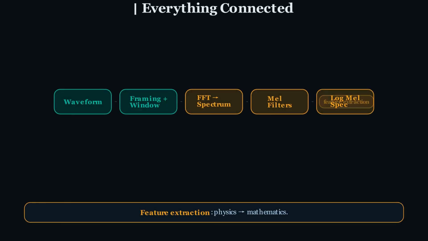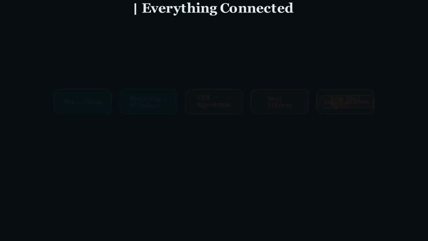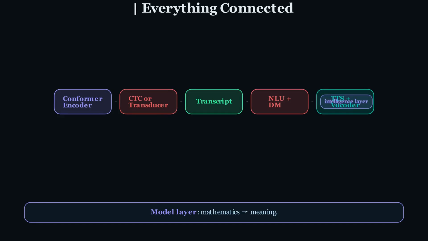The feature extraction row converts physics to mathematics. Waveform, framing, Fourier transform, Mel filterbank, log spectrogram. The model row converts mathematics to meaning. Conformer encoder, decoder, transcript, natural language understanding, and speech synthesis.